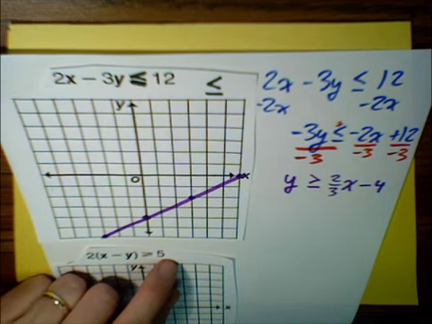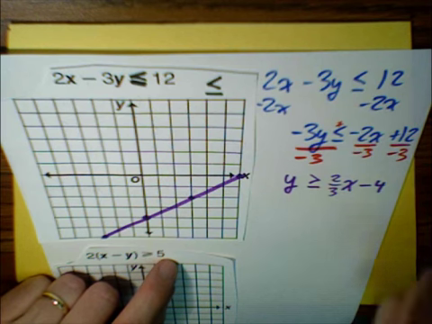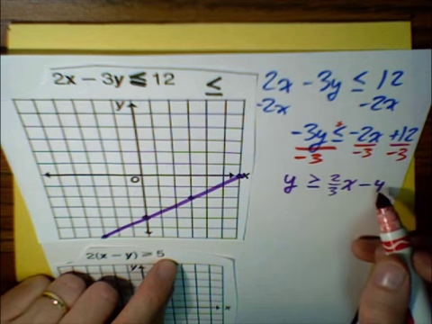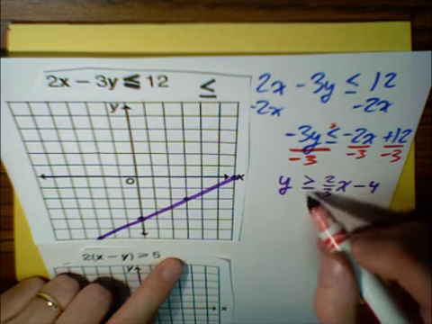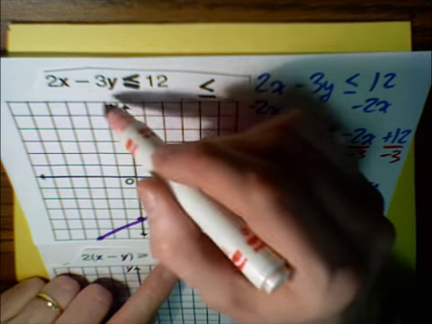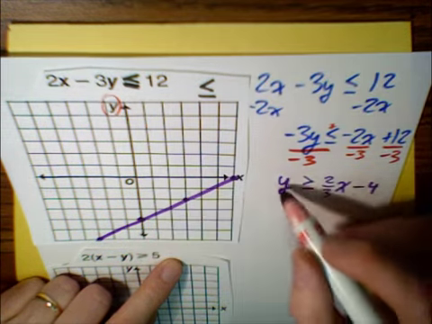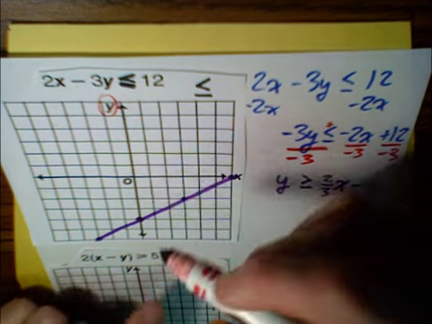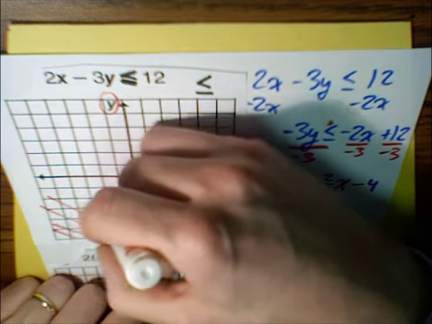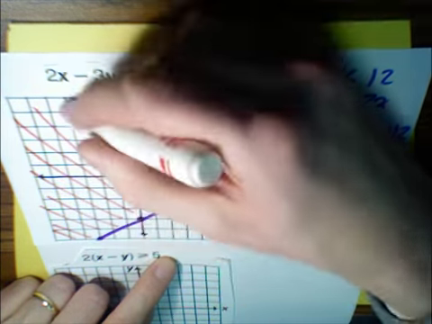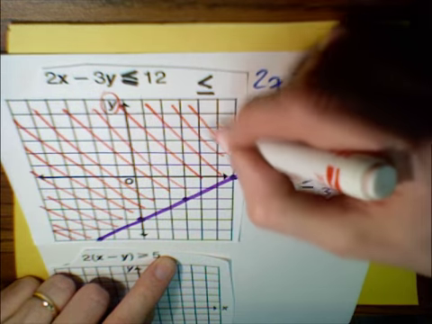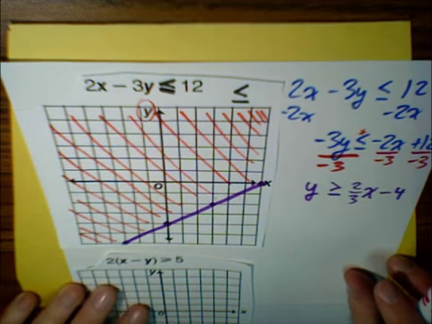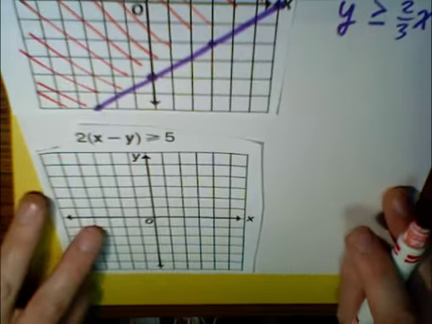And now the question is, where do we shade? It says y is greater than 2/3 x minus 4. In other words, y, and here's the y direction, y is bigger than the line we just graphed. So we're going to shade up. And again, you don't need to use a lot of ink, just shade above the graph. And that's it. Let's try another example.